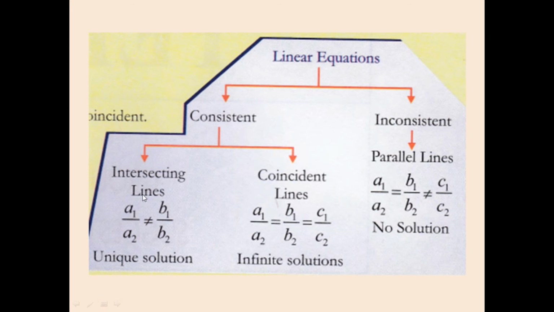It could be intersecting lines with a unique solution. This is the condition that the coefficients have to satisfy to come to this kind of a pair. Or the consistent lines could be coincident lines with this kind of rule that the coefficients will follow. And in this case, because they are totally dependent on each other, these are infinite solutions.